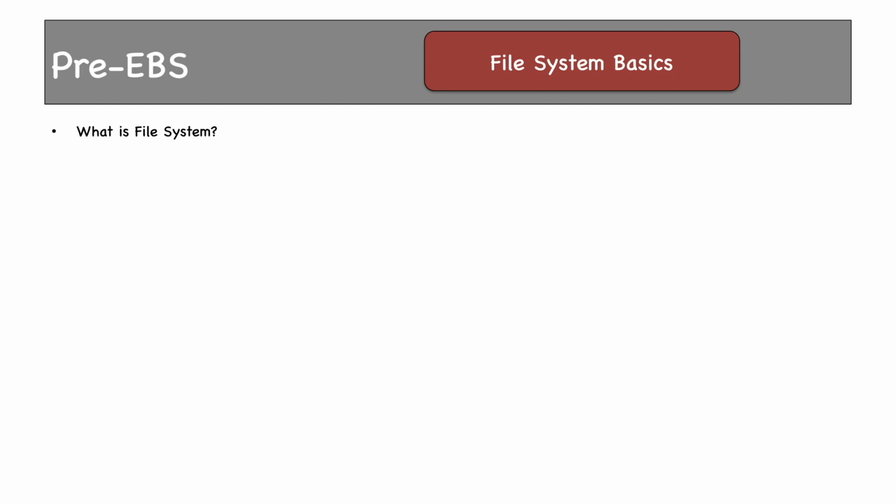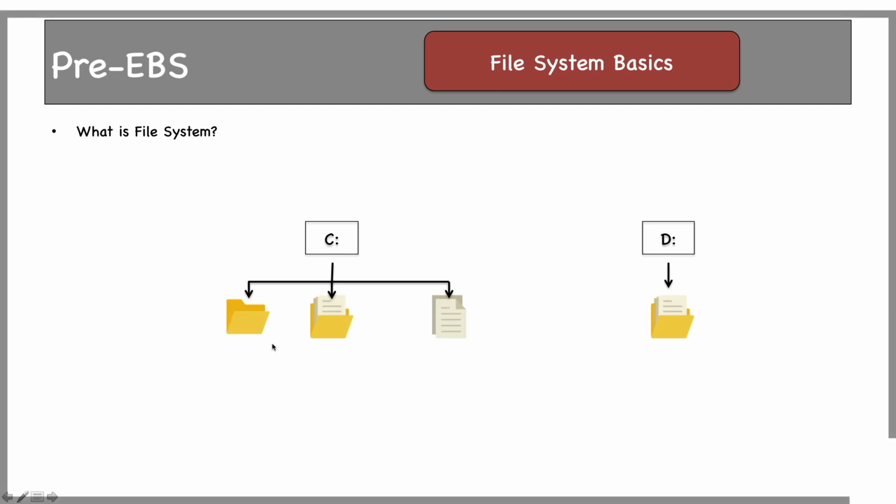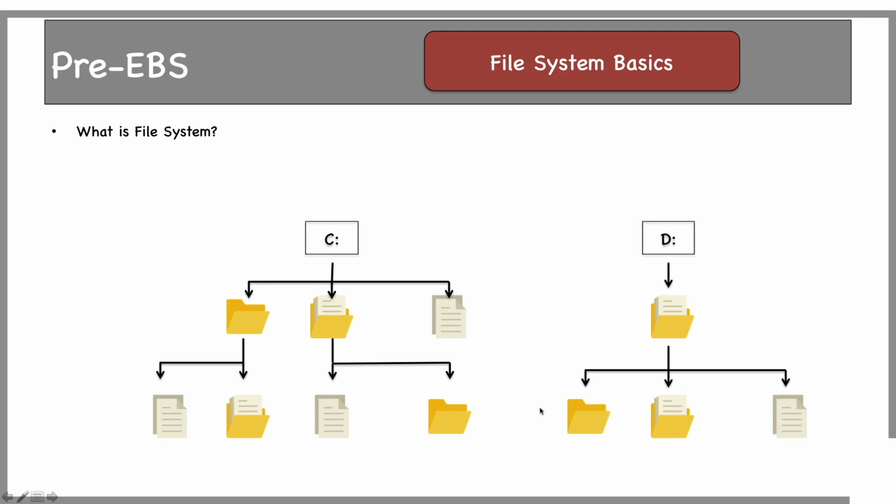So what is a file system? In Windows, we have something called drives. So C drive or D drive. We store multiple files and folders under these drives. So in this case, C drive has 2 folders and 1 file, D drive has 1 folder. Under each folder, we can further store other folders or subfolders and files. So if you see here, this folder has a subfolder and a file. This folder has 2 subfolders and 1 file, 1 or multiple files.